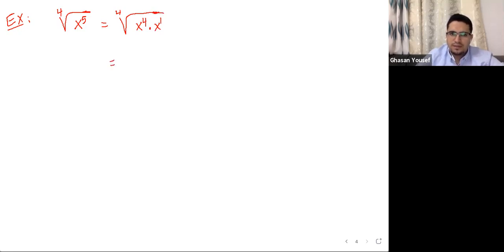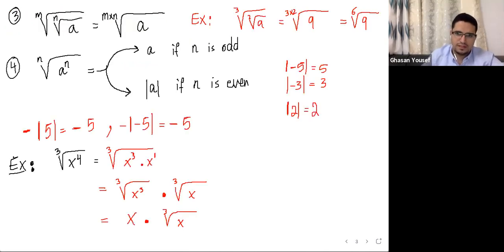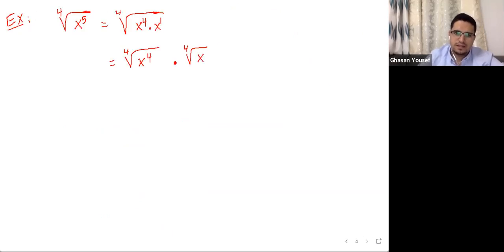Now I can split it into 2 pieces. The first one is the fourth root of x to the power 4 times the fourth root of x. Now we have here an even index, the number 4. If n is even, I take the absolute value of a. So the absolute value here is the absolute value of x. This is my a, times the 4th root of x. Done.